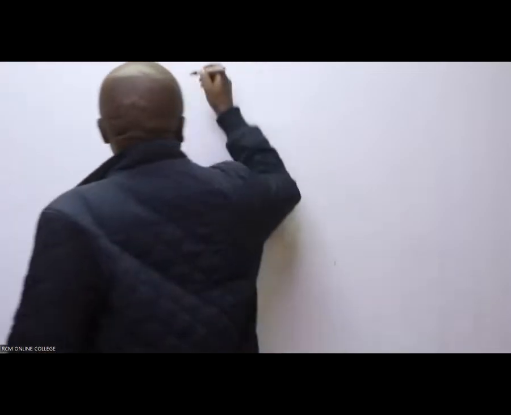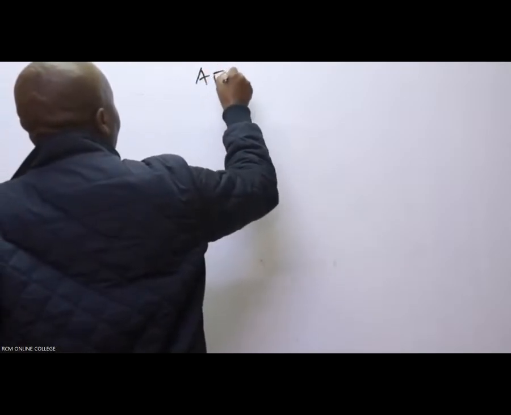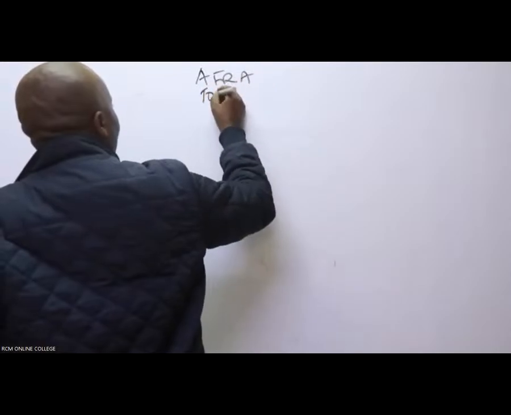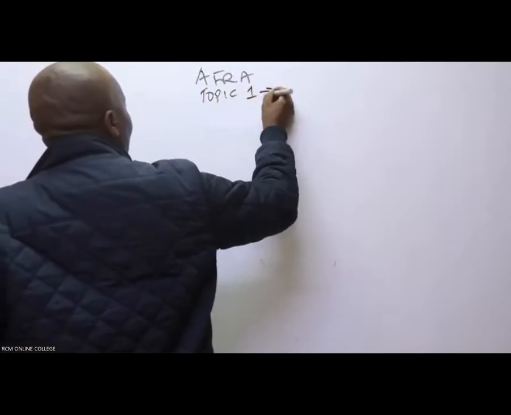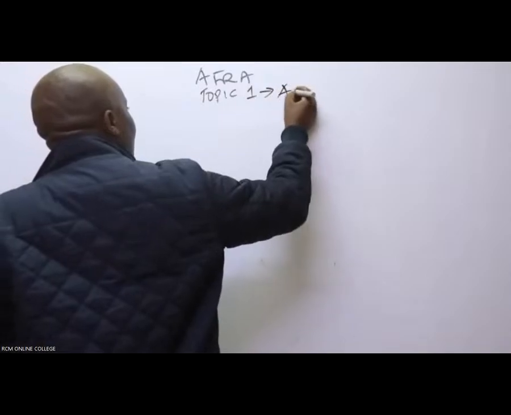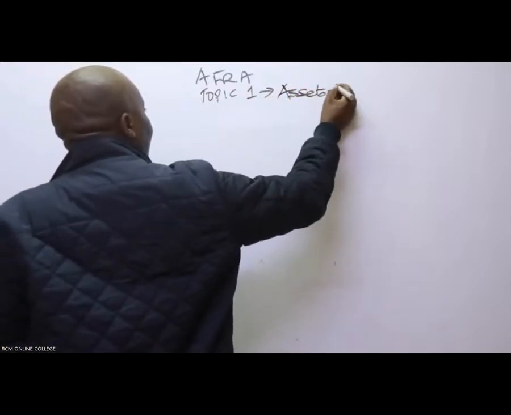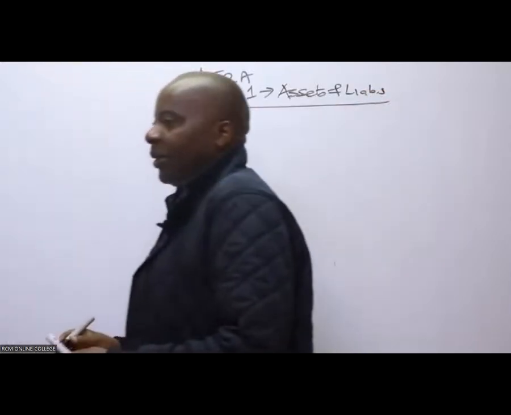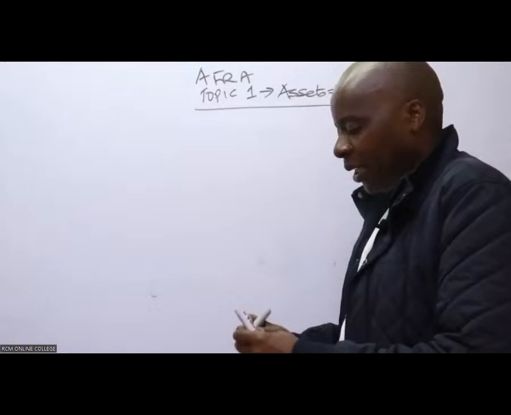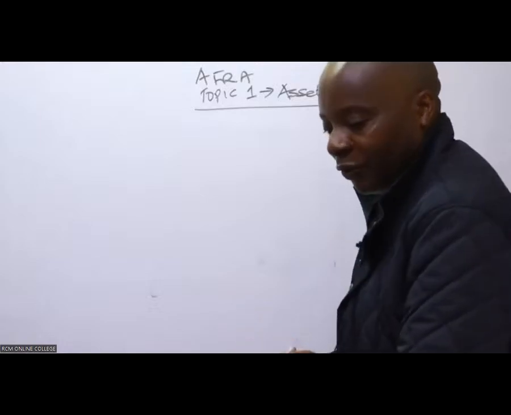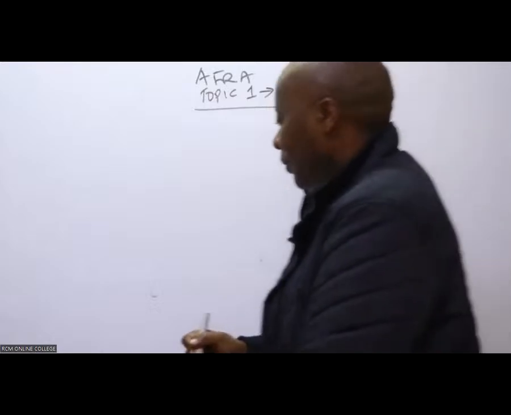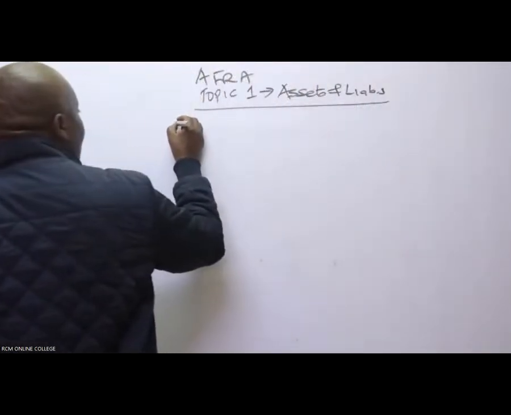So topic number 1 is advanced financial reporting and analysis. Topic 1 is assets and liabilities. And I will start right away with the first item, which is IFRS 2.